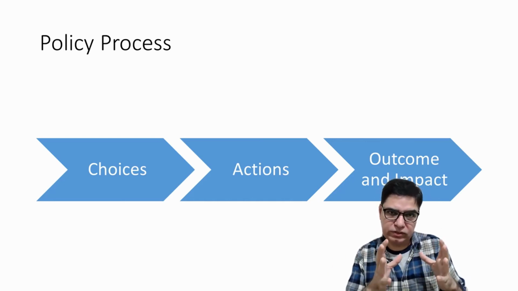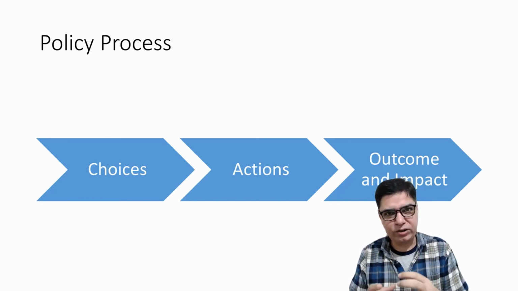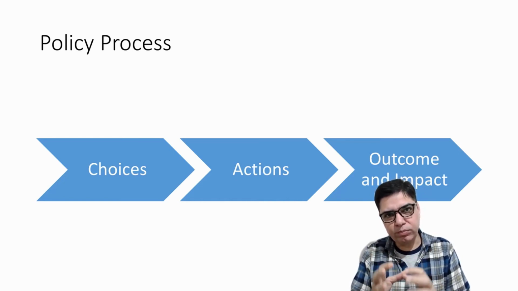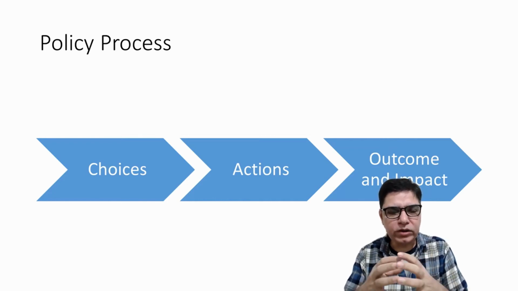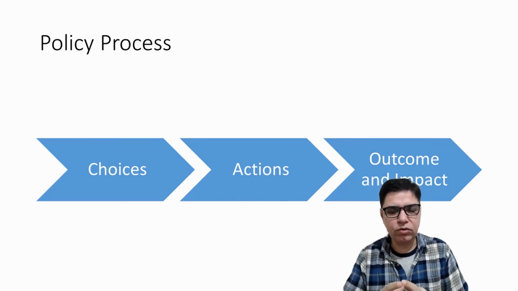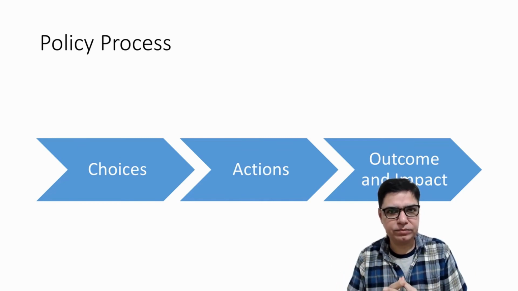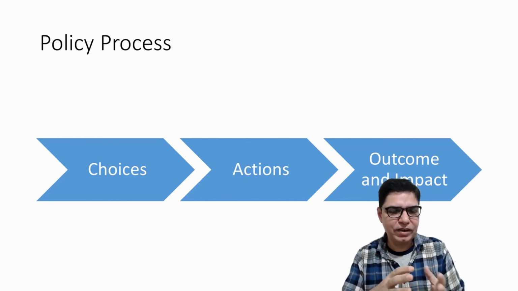As I told you, the process is, first of all, looking into choices. Then, based on those choices, you select your course of action. And once you put those actions into practice, you will get certain outcomes. What you have attained, that would be your outcome. And what results it can have overall on the society, the larger picture, that is your impact.